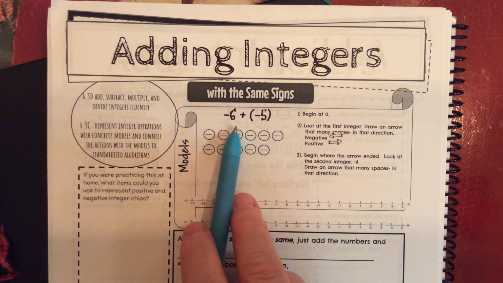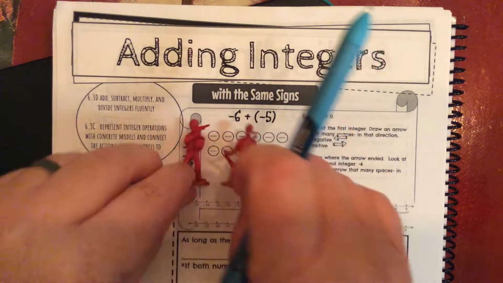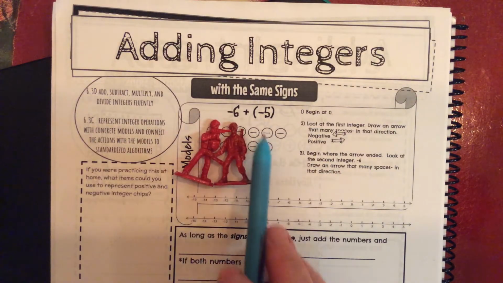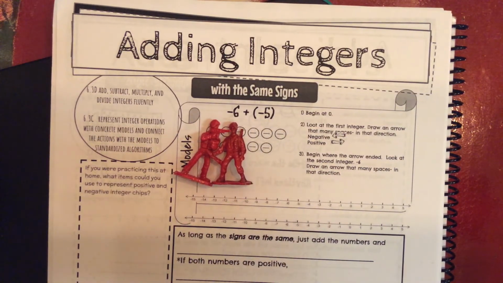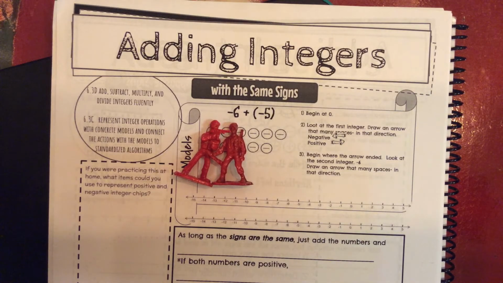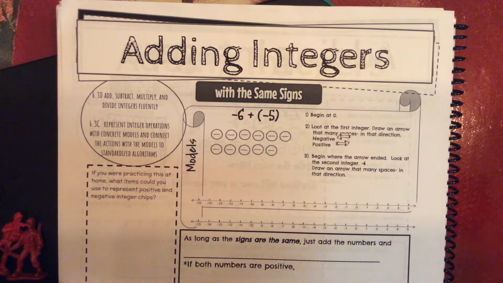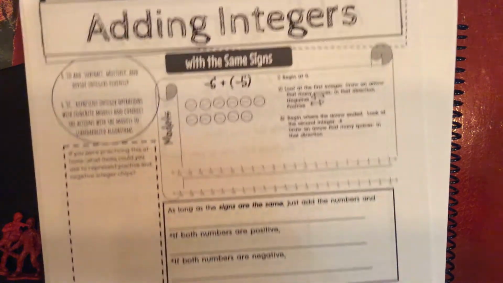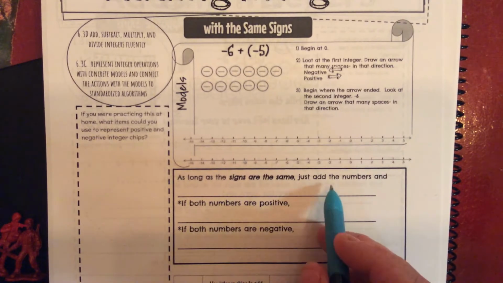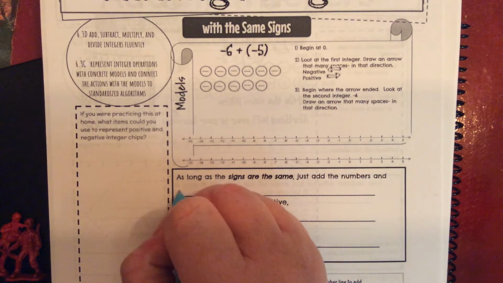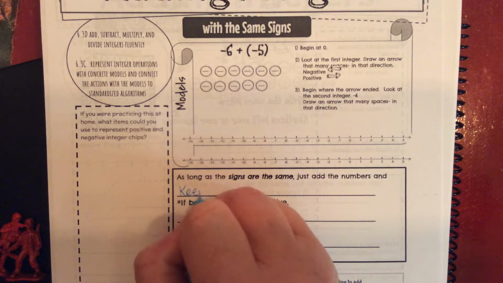Now think back to what we did in class with our army men. That's like saying 6 bad guys show up and then 5 more bad guys show up. There are no zero pairs and none of them kill each other, right? So they're all on the same side. So all we do, we just add them up. When the signs are the same, here are the rules right here, you just add the numbers and keep the same sign.